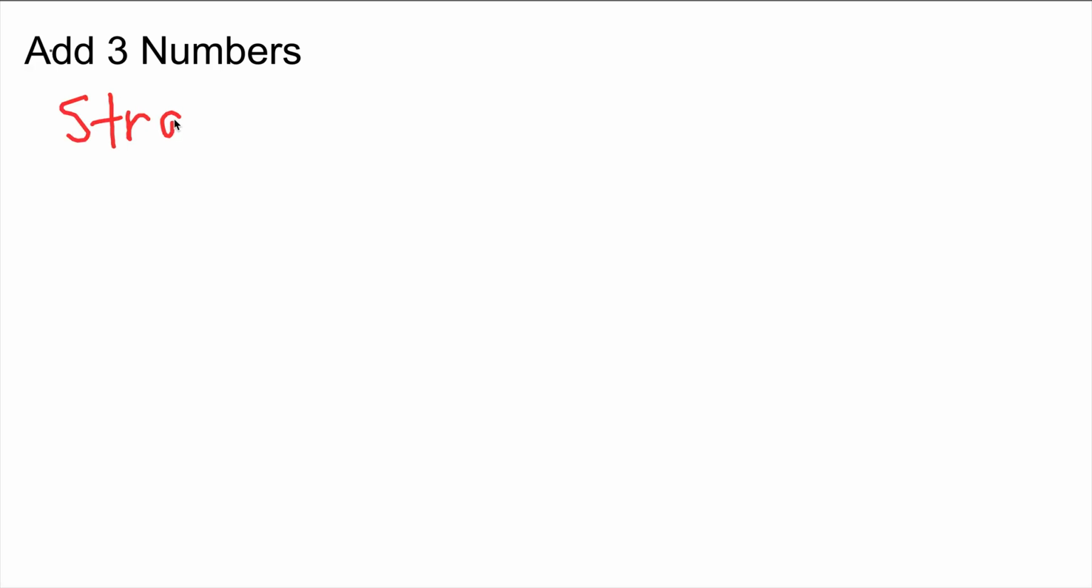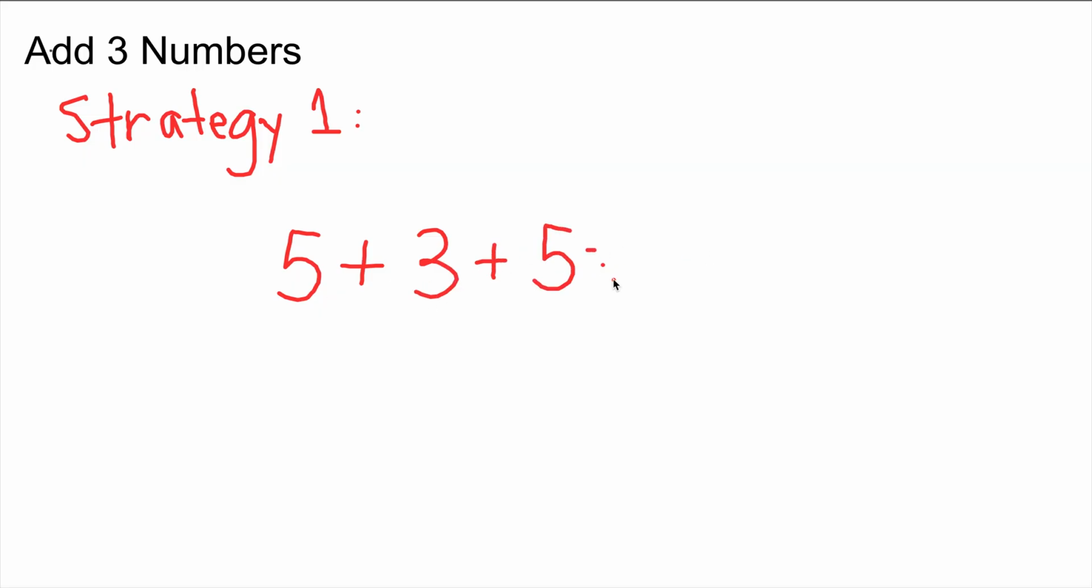So I'm going to call this strategy 1. So one way that we can do it. We are going to add, let's do 5 plus 3 plus 5 equals what? So my first strategy that I can do to solve this problem is I can probably just draw objects that represent each number. So let's use black for my first number, which is 5.